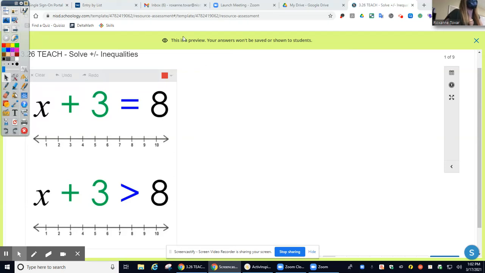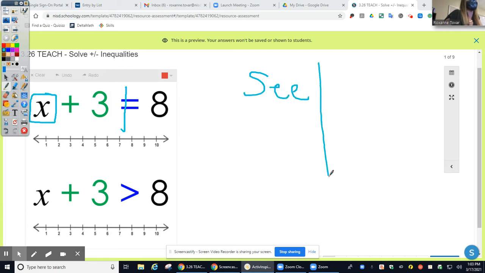All right, so today we're going to be solving, adding, and subtracting inequalities. And we solve them the same way we do equations. But what's different is here, for an equation, we have x plus 3 equals 8. And remember, our goal here was to locate x. And we had to ask ourselves what we see we are doing to x. And then we have to solve by doing the opposite.